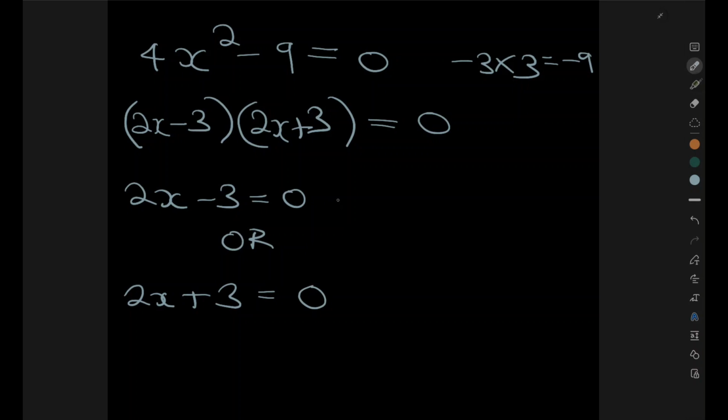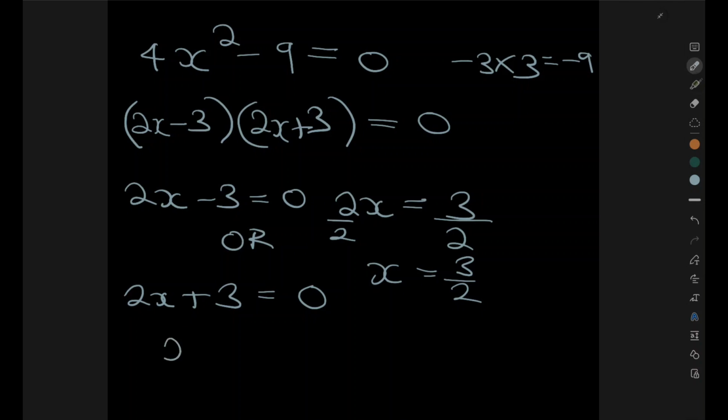And then obviously we're going to transpose the 3 to the other side. Now we have 2x equals 3. Divide both sides by 2. We have x equals 3 over 2. And we're going to do the same on the other equation. Transpose that to the other side. We have 2x equals minus 3. Divide both sides by 2. Now we have x equals minus 3 over 2, since these two are going to cancel out. That's basically how we solve the equation of a difference of two squares.